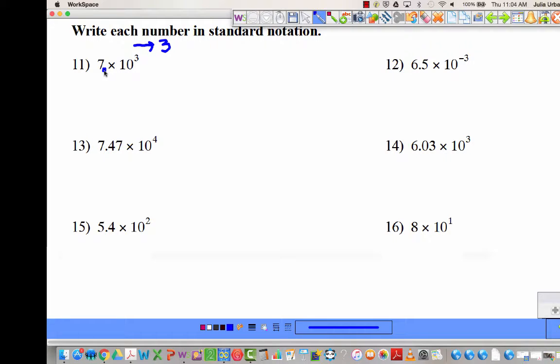So I started at 7. I don't have anywhere else to go, so I just make blanks and fill it in with zeros. 1, 2, 3. So how many zeros would go on that one? 3. 0, 0, 0. Yep. 7,000.